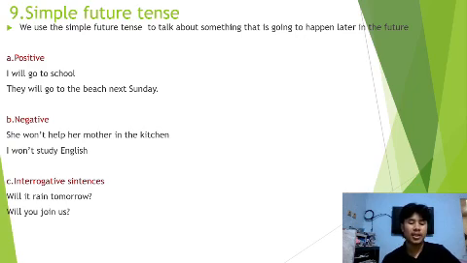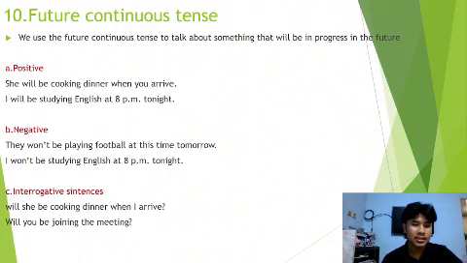Will you join us? For the next tense, future continuous tense. We use the future continuous tense to talk about something that will be in progress in the future.